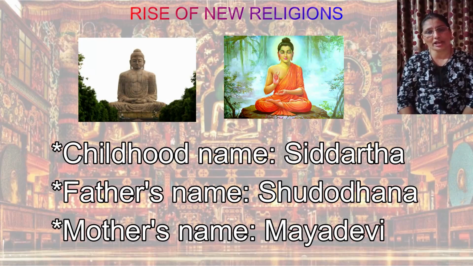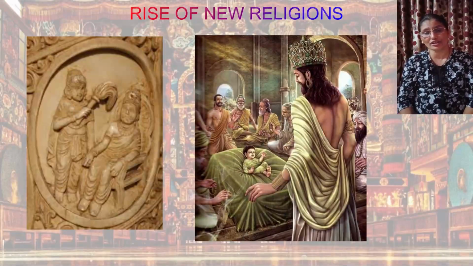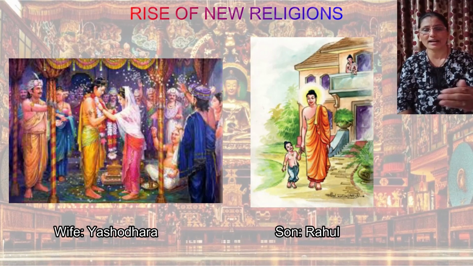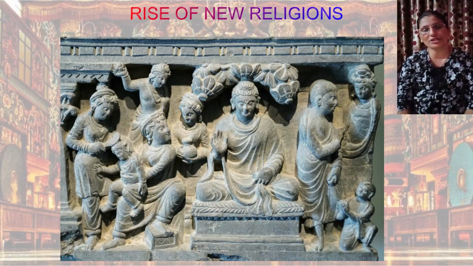His childhood name was Siddhartha, his father was Shuddhodana, and his mother was Maya Devi. His father was the head of the Shakya republics, his wife was Yashodhara, and Rahul was his son. Now let's observe an image of his family.